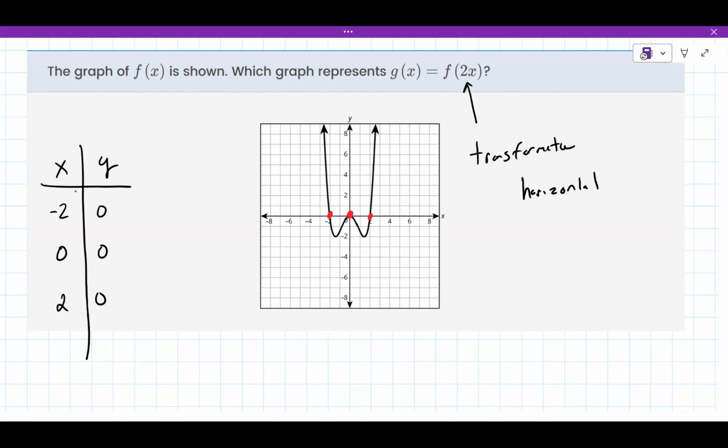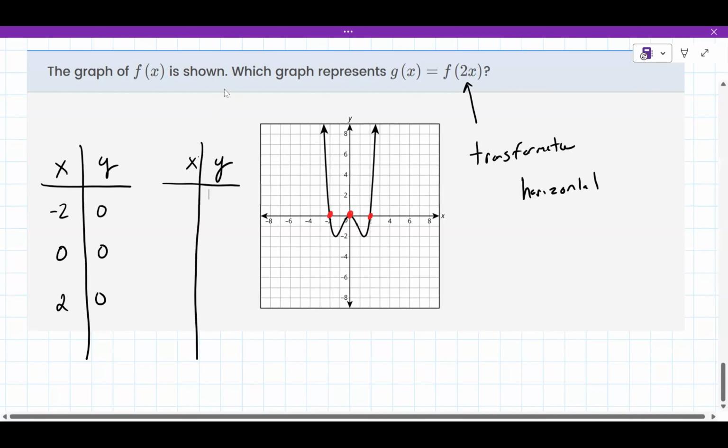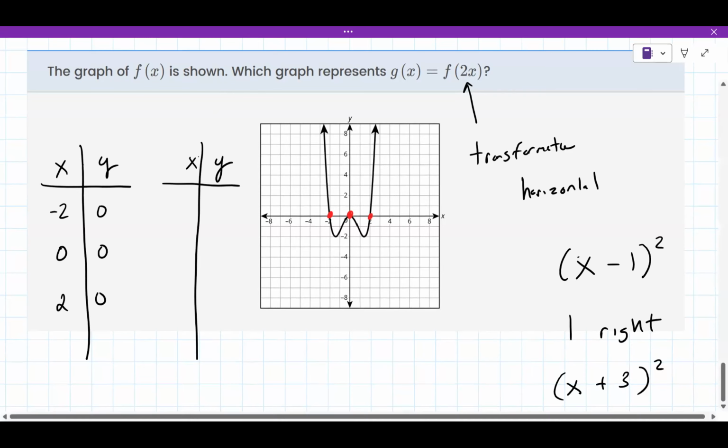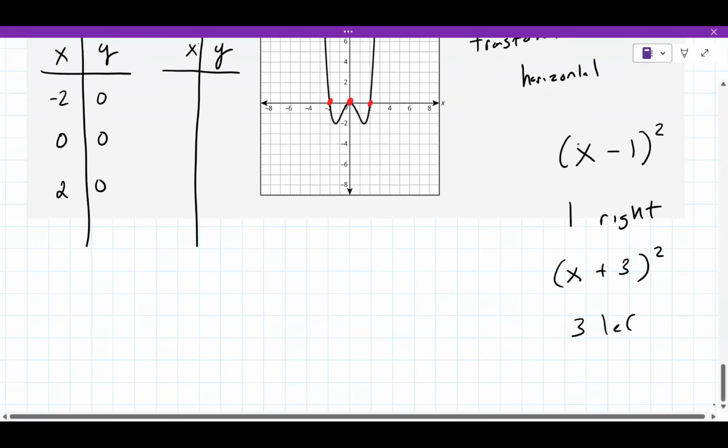The thing I'm trying to decide here is if I should just give you the answer or not. These are just okay. Do you remember when we would say x minus 1 squared, and this means 1 right? And maybe something like x plus 3 squared means 3 left. Do you remember any sort of discussions that we had, or have you seen that before?